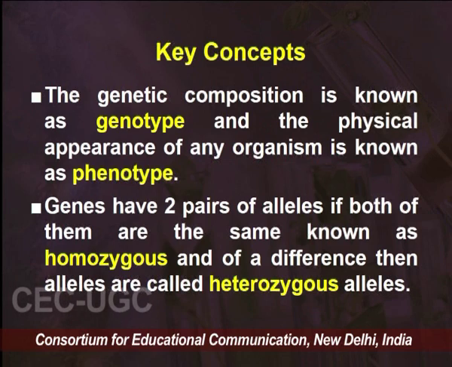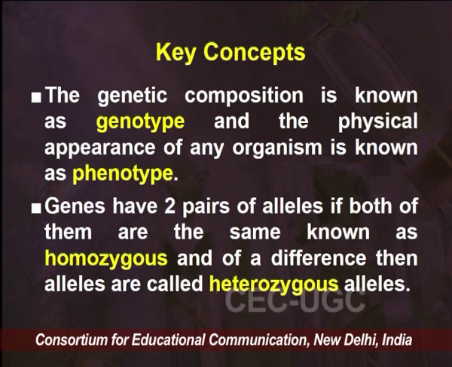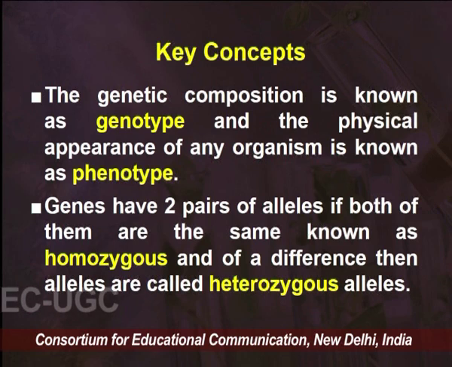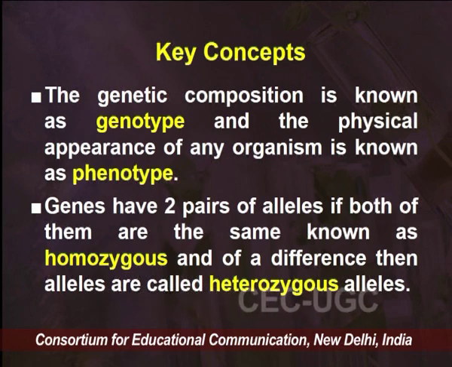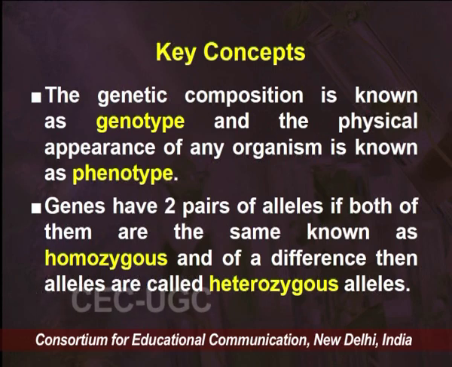The genetic composition or genetic makeup of a cell or an organism is known as the genotype, and the physical appearance of the organism is known as the phenotype. And by looking at the phenotype, you can't identify its genotypical makeup. Genes have two alleles. If both of them are the same, then they are homozygous, as I have shown in the previous slide, and if they are different, then it would be heterozygous.